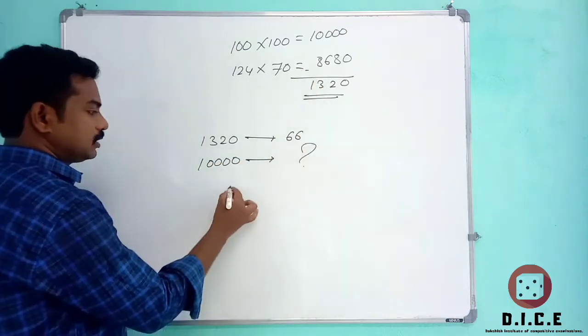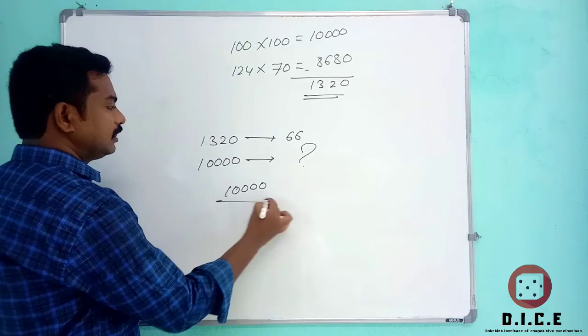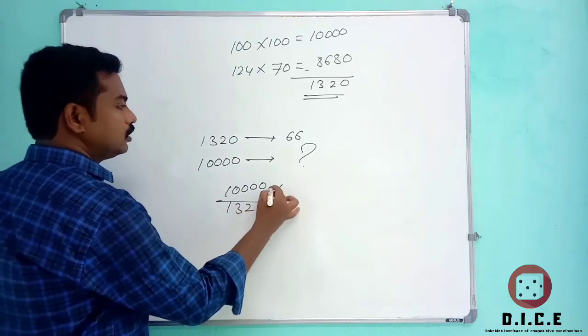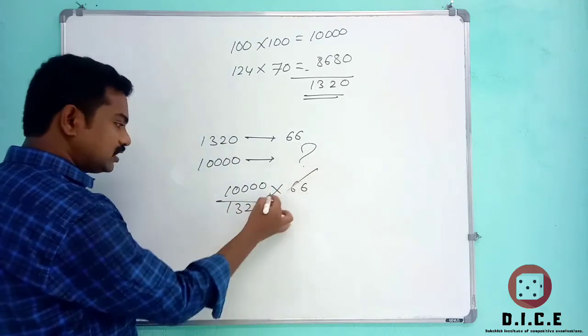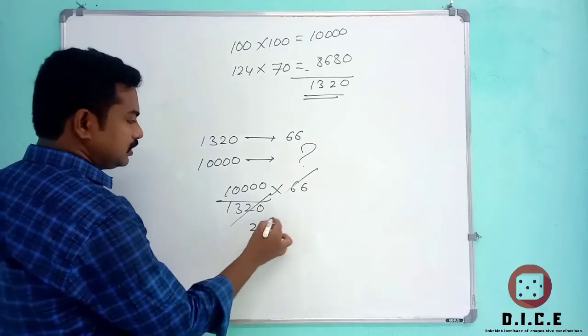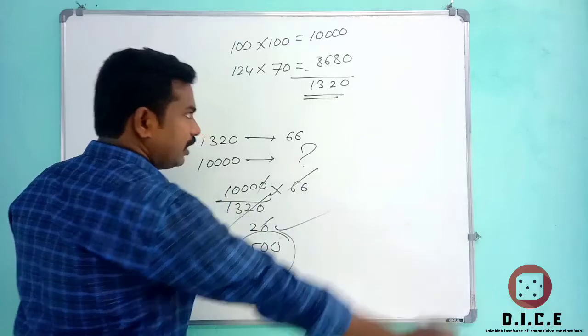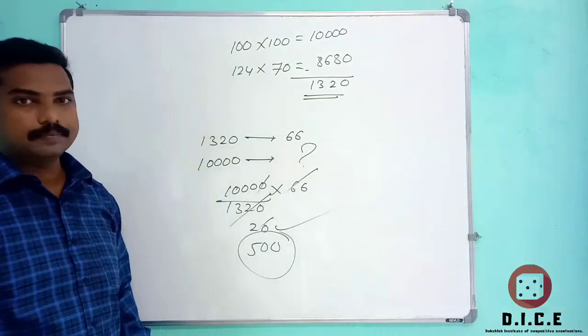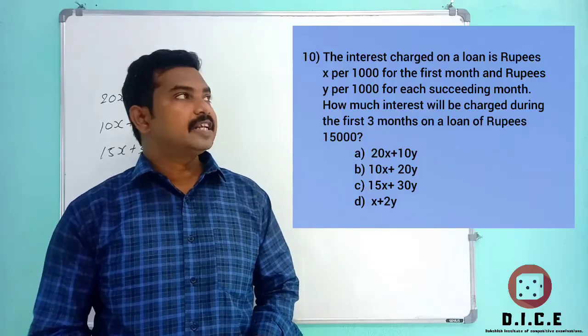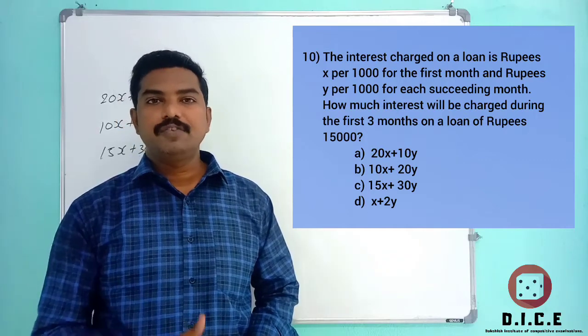Original simple interest will definitely be more. 10,000 by 1320 into 66. 66 ones are 66, 20s are 00, so 1000 by 2 is nothing but the original simple interest. 500 is the original simple interest. Direct shortcut.